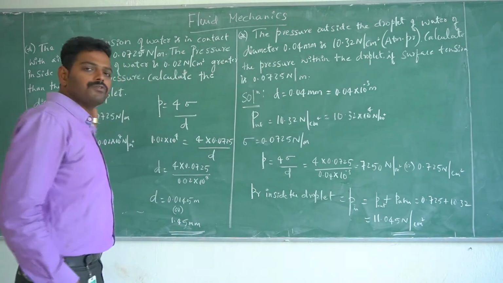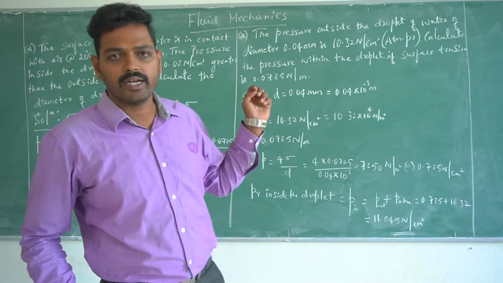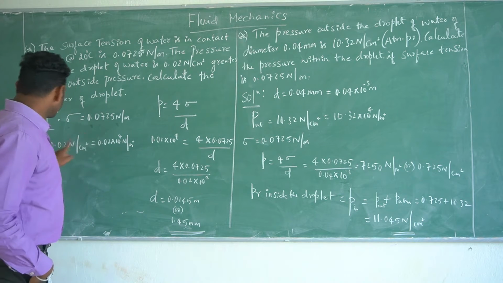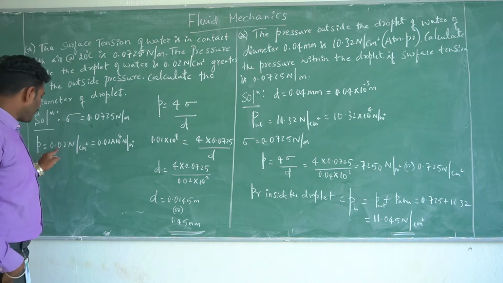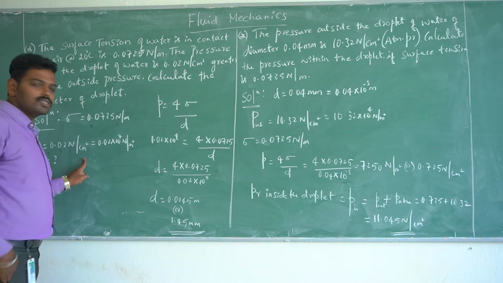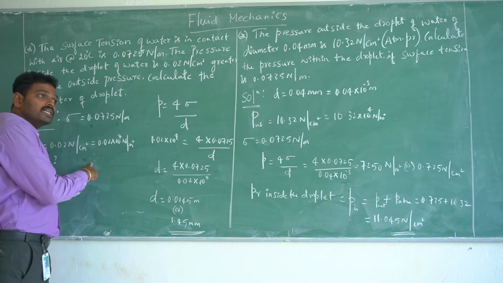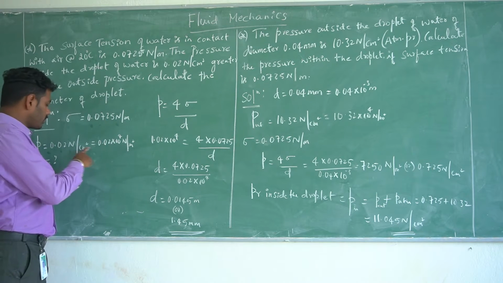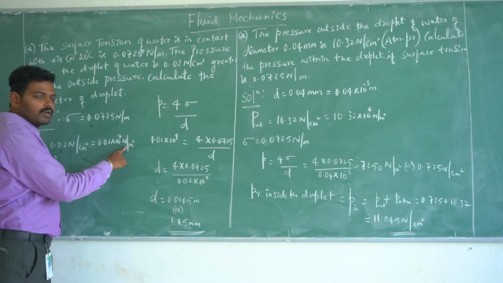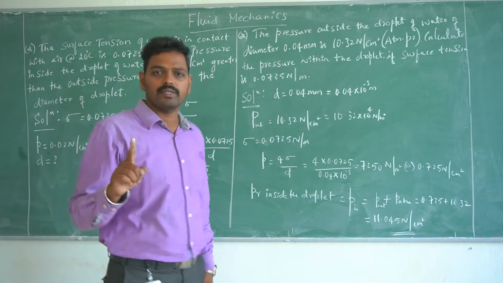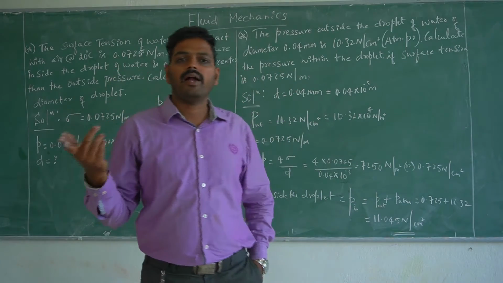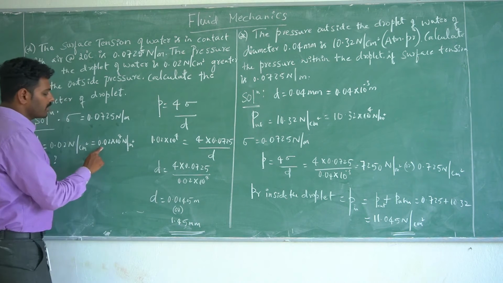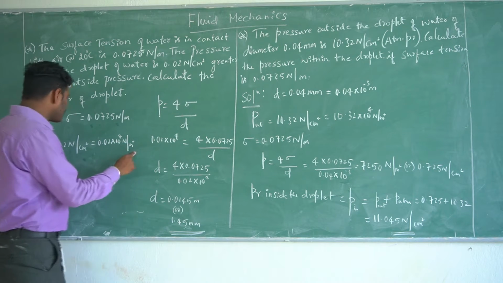Before writing the solution, we have to write down the given data. The surface tension is given as 0.0725 Newton per meter. The pressure inside the water droplet is given as 0.02 Newton per centimeter square. We should have all the parameters in the SI unit, meter. So it becomes 0.02 into 10 power 4, because 1 meter is equal to 100 centimeter, so 1 meter square is 100 centimeter by 100 centimeter, which is 10 power 4 centimeter square. Reversing it, it becomes 0.02 into 10 power 4 Newton per meter square.